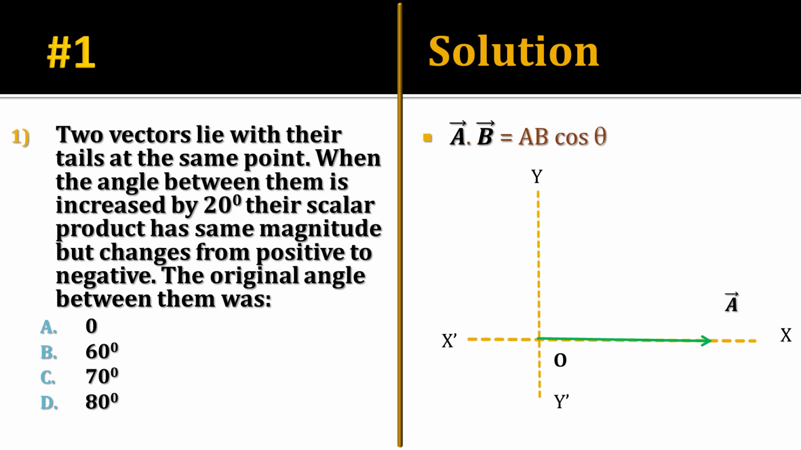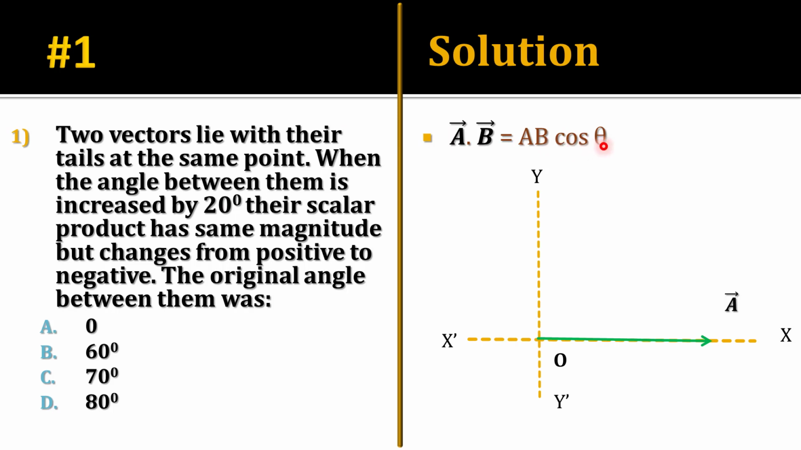And we have another vector B, and we have to find out the angle between vector A and vector B. You can see over here we have four options: 0, 60, 70 and 80. And they are saying that if we increase the angle by 20 degrees, their scalar product has the same magnitude but changes from positive to negative.